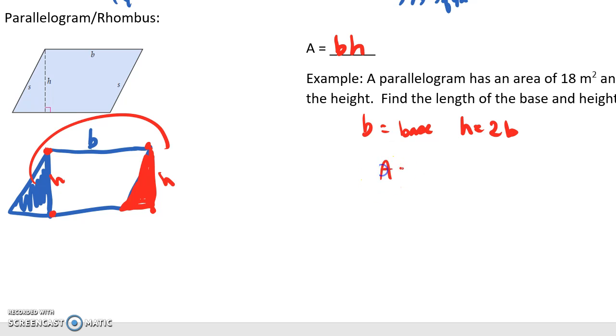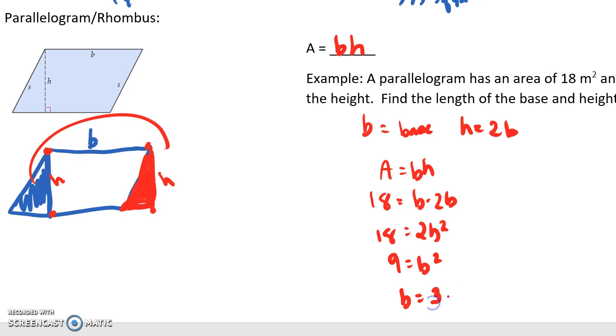So if the area is the base times height, but we know the area is 18 square meters, we're going to multiply B times 2B, which means that 18 is 2B squared. Dividing by 2 gives us 9 is B squared, and taking the square root of both sides gives us B is 3. And in this case, it would be meters. And so then the height would be twice that, or 6 meters. And if we notice, when we multiply 3 times 6, we get 18.